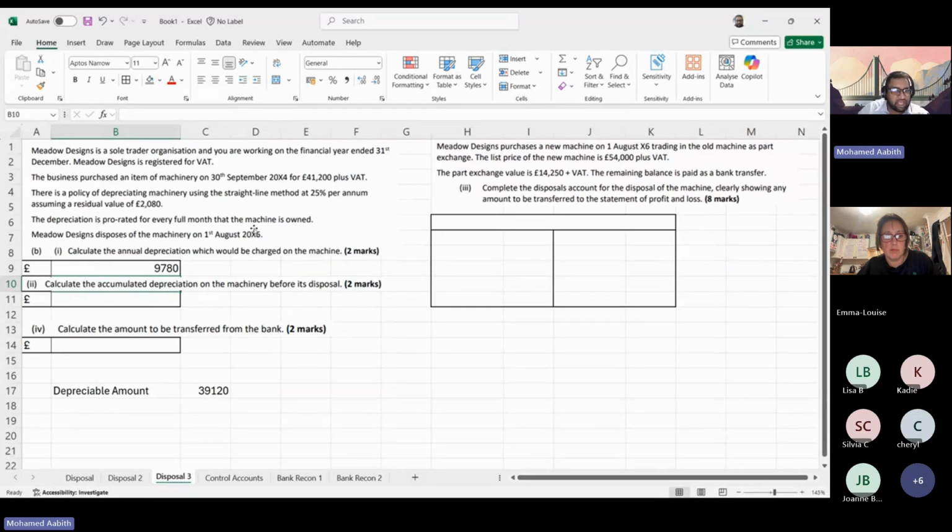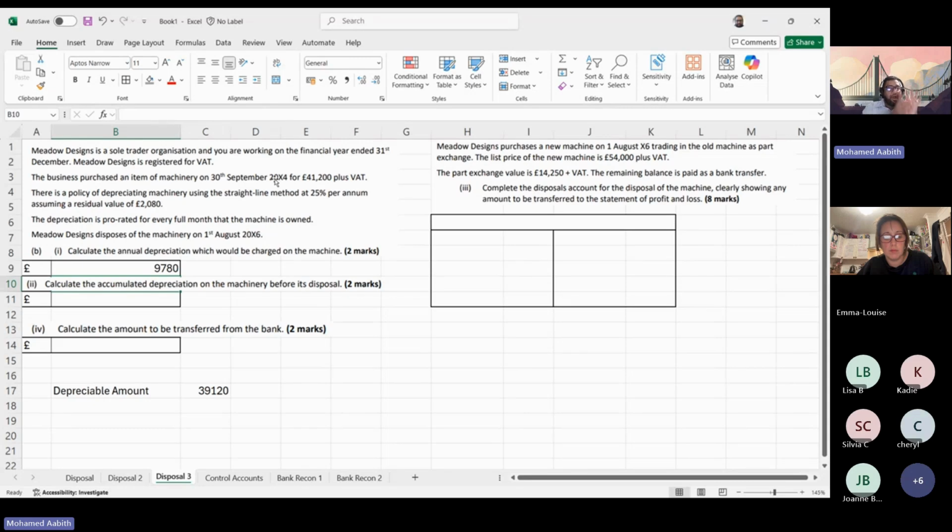So what is the policy here? They're saying here they will be charging prorated for every full month the machine is owned. Every full month. Okay, so if I bought this machinery on 30th of September 2014, it is not being used that month because it's not been fully used. So it starts from October.